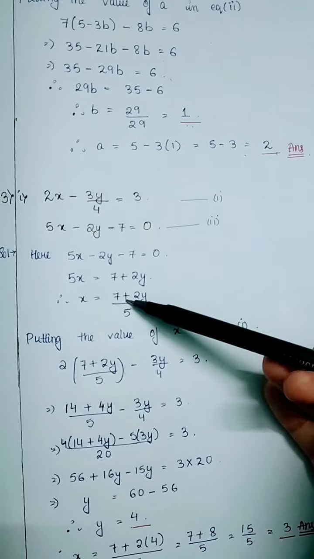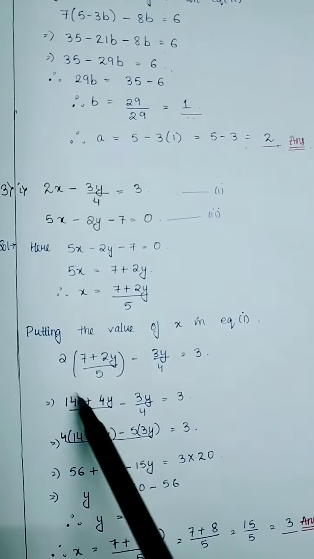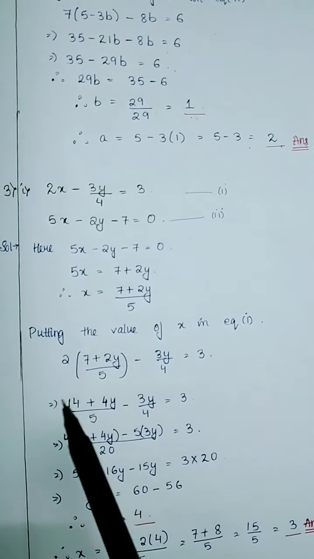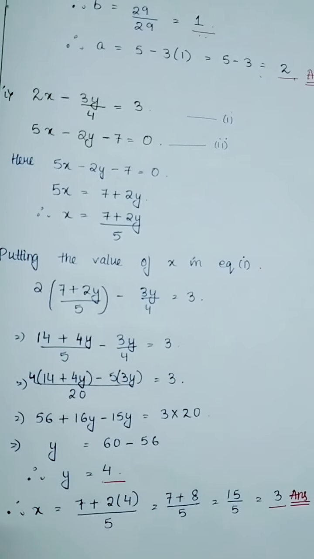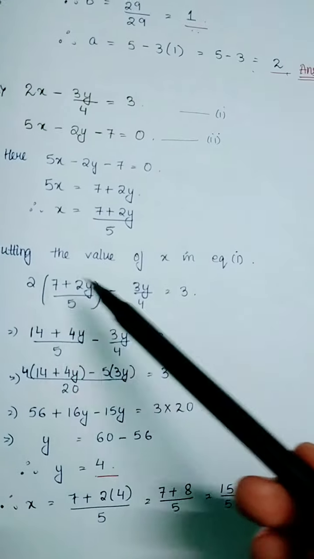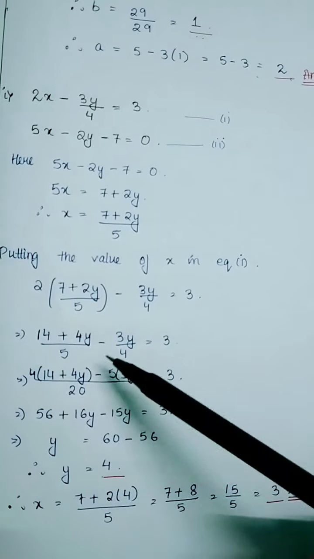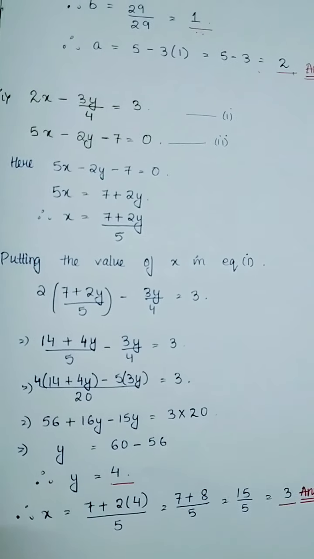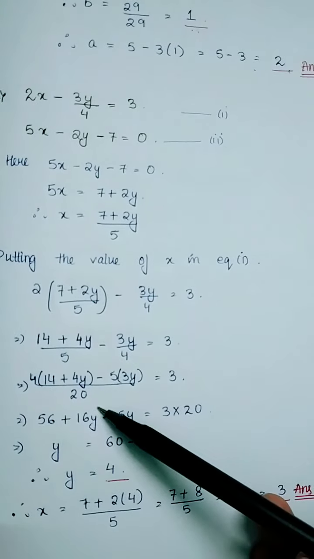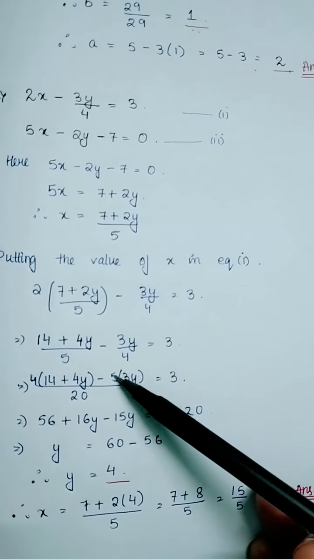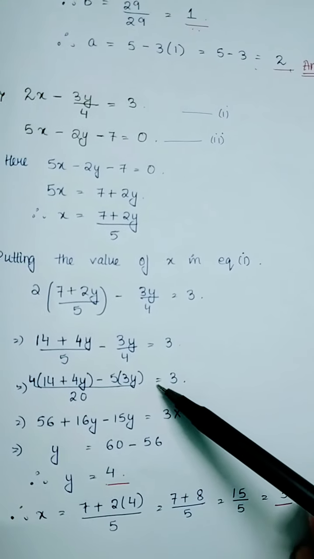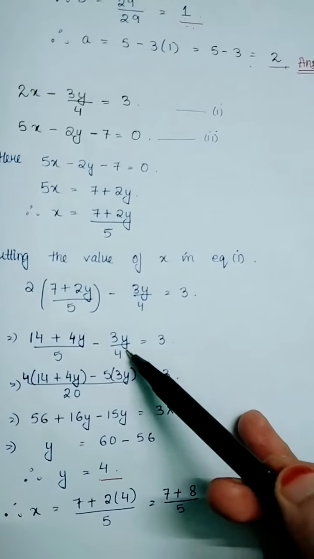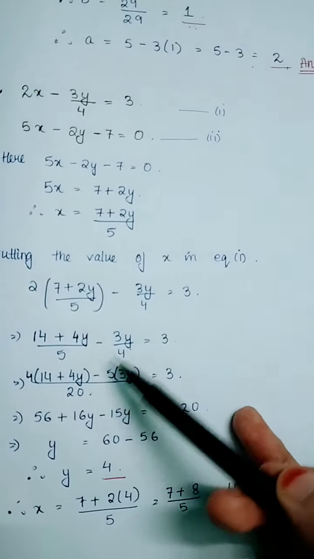Now putting the value of x in equation 1, it will become 2 (7 plus 2y) by 5 minus 3y by 4 is equal to 3. So 7 2s are 14 plus 2 2s are 4y, by 5, minus 3y by 4 is equal to 3. Now LCM of 5 and 4 will be 20. So it will become 4 (14 plus 4y) minus 5 3s are 15, because 5 4s are 20. So this will be multiplied by 4, and 4 5s are 20, so this will be multiplied by 5.